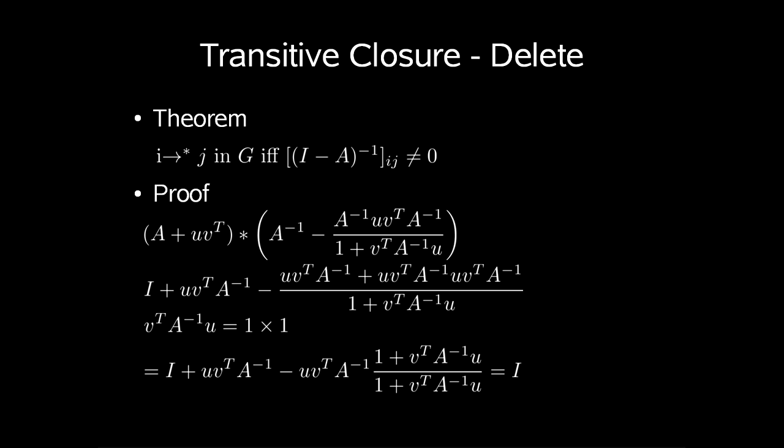So here is the expansion of calculations. The only thing to note about this is that it's only possible because of the V transpose A inverse times U. It's 1 by 1, meaning a single value we can move around. There's another proof of this Sherman-Morrison, which you can read in the research papers from 1949 and 1950.